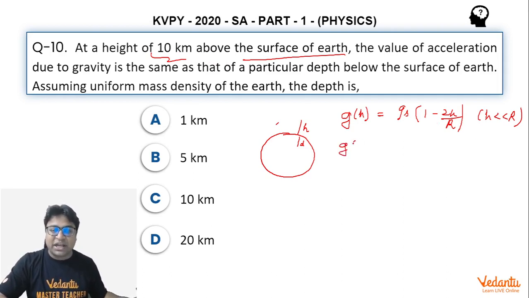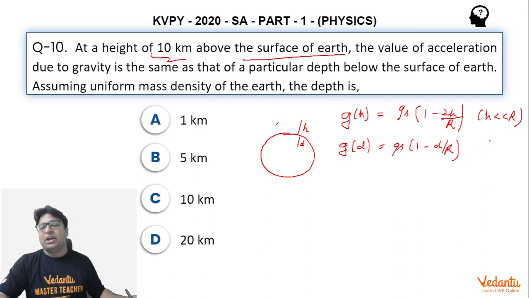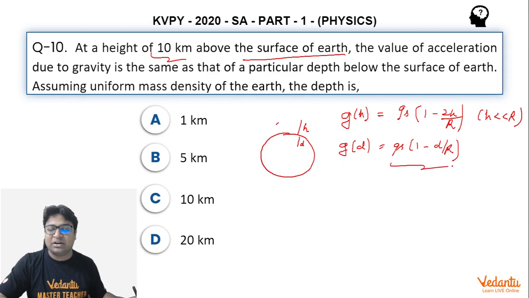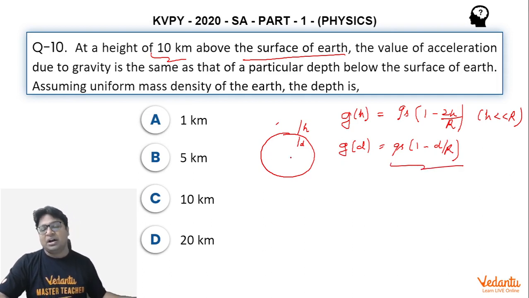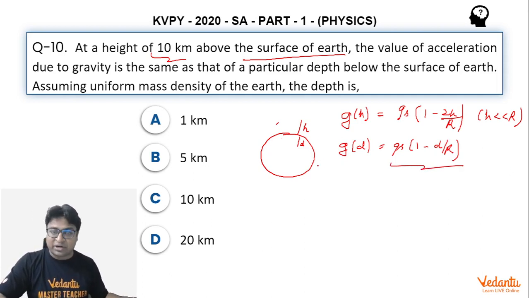And the value of g at a depth d is given by gs into 1 minus d by R. Now, this formula is applicable for any value of d. It doesn't have any conditions such as d should be very small as compared to R. So this formula is valid unconditionally, assuming that earth is a round sphere, like it's completely spherical in shape and it has a uniform density.